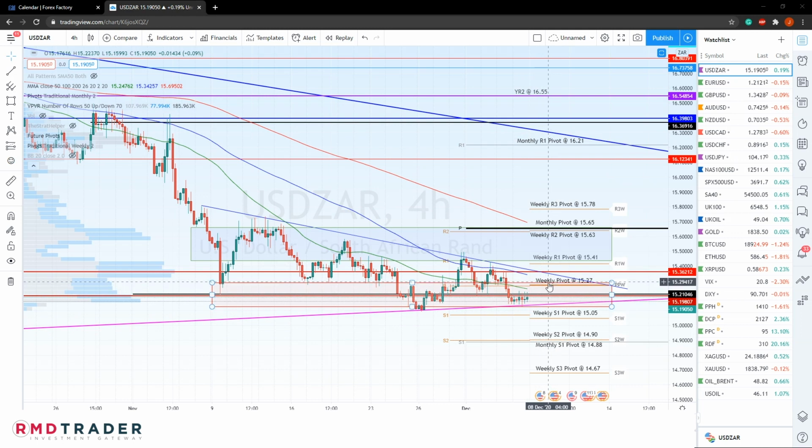However, if price can recover and find its footing above the weekly pivot and also above this overhead diagonal, that would mean price would need to get back above 1541. That is where we have our weekly R1 pivot. That could then see price move into this area of 1565, where it will meet resistance from the monthly pivot and also the 4-hour 200 SMA.